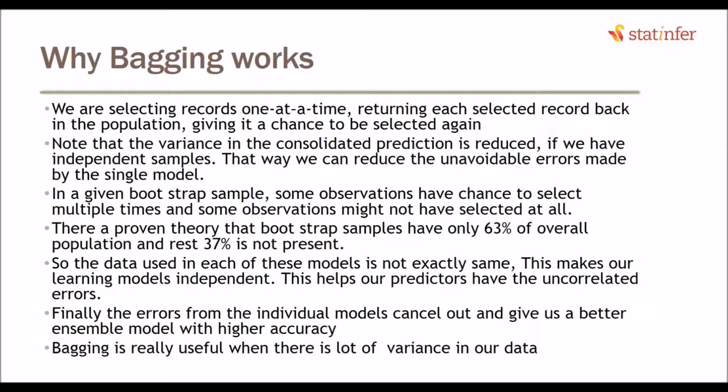Why does bagging work? Similar to the way we discussed why ensembles work, bagging is in fact a typical ensemble model. For any ensemble model, the only thing we need to make sure of is that all the models are independent. So we are selecting records one at a time, returning each selected record back to the population and giving it a chance to be selected again. Note that the variance of the consolidated prediction is reduced if we have independent samples. That is why we can reduce unavoidable errors made by a single model.